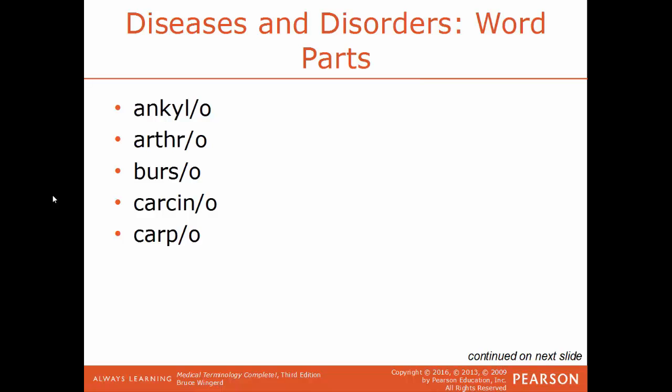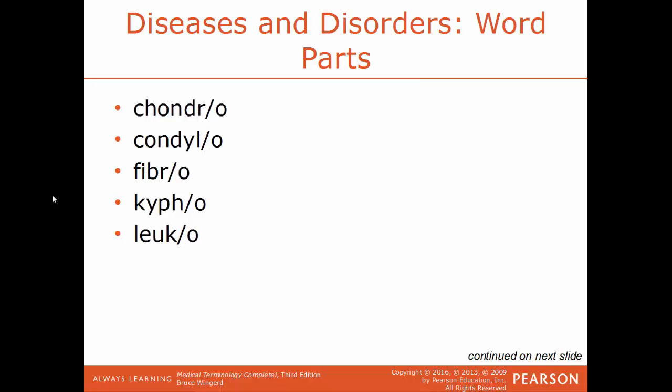Let's see some larger word parts. Ankylo is a reference to being stiff. Arthro is a reference to joints. Burso is a reference to the bursa. Carcino is a reference to being cancerous or cancer in general. And last term on here, carpo, is a reference to the carpals, which are the bones of the wrist.